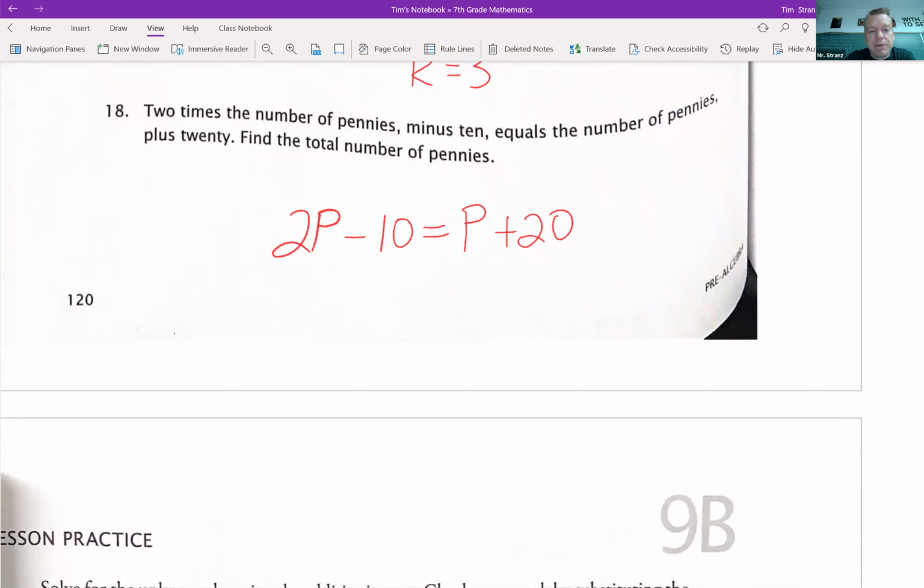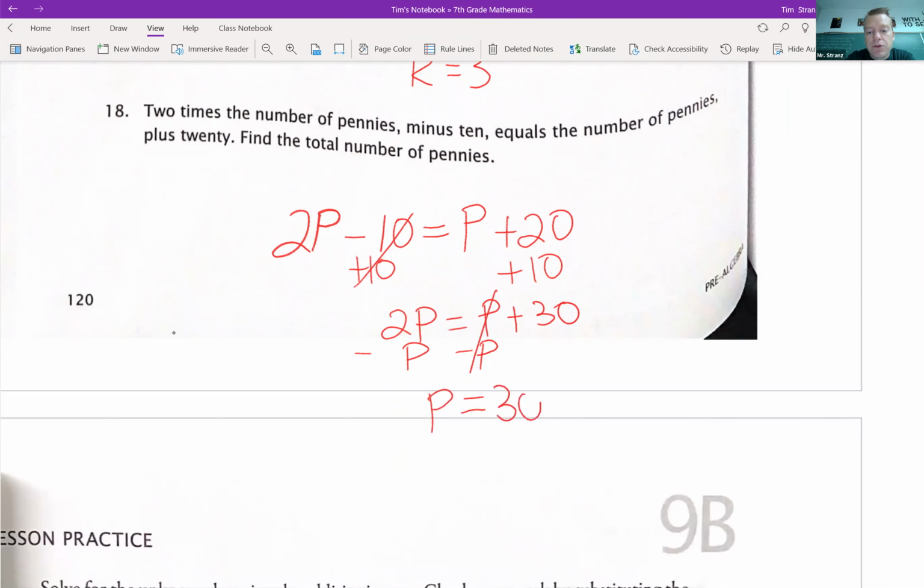Okay, so first thing I'm going to do is add 10 to get rid of this 10. These cancel. Add 10 on this side. I'm left with 2P equals P plus 30. I'm going to subtract this P to get rid of it, so I have to subtract P on that side. I'm left with 1P equals 30.